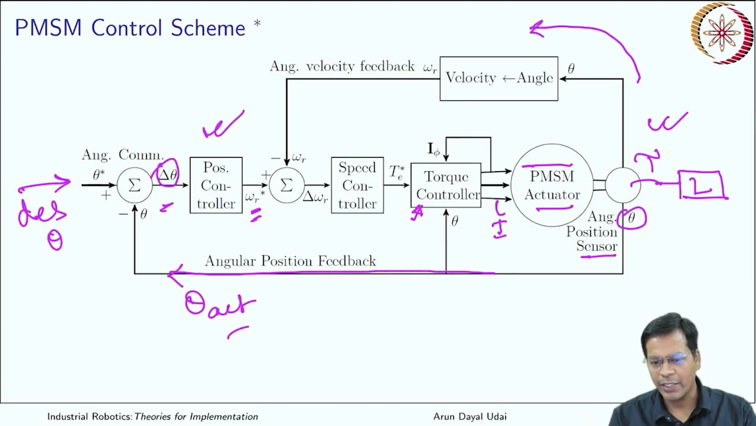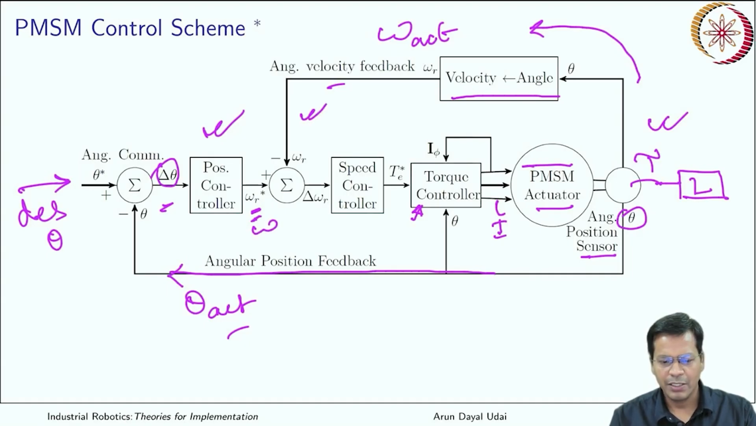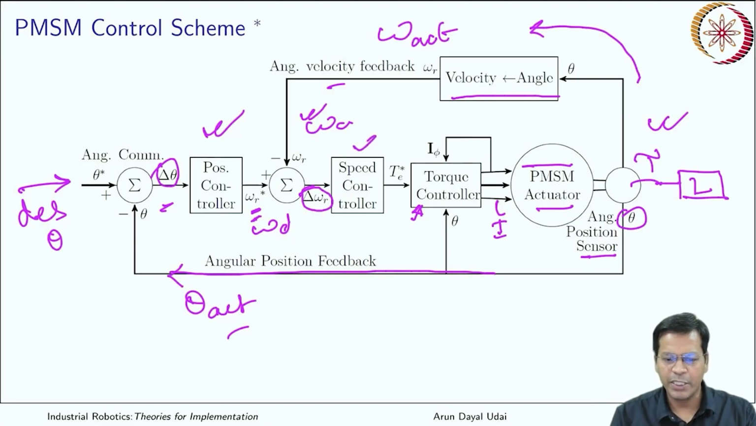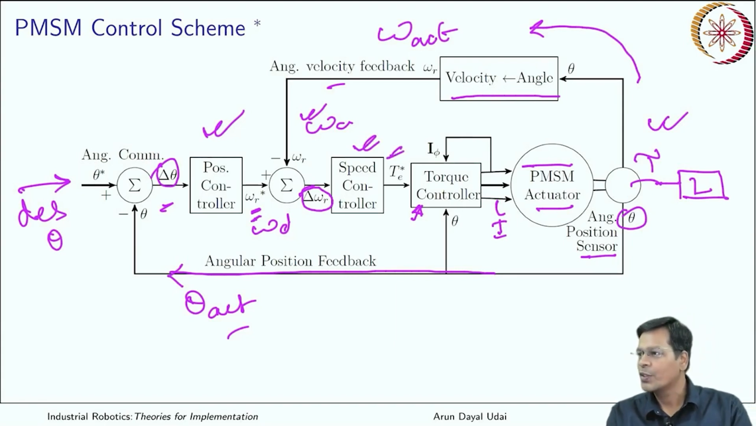Okay, so yes, now you have the actual angle which is going here, and you are calculating, maybe with a differentiator circuit which is here, omega, that is the angular velocity of the shaft. This is the actual omega which is fed back over here. So this is the actual omega, this is the desired omega. So you take the difference between those two omegas, the angular velocities, and it is now fed to the speed controller. So speed controller gives you an output in terms of torque.